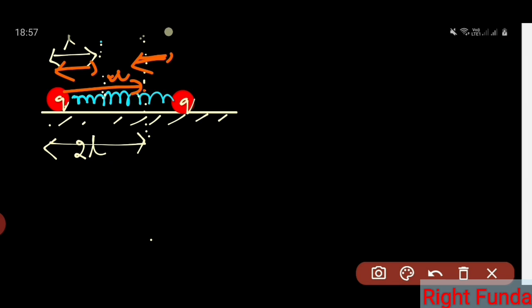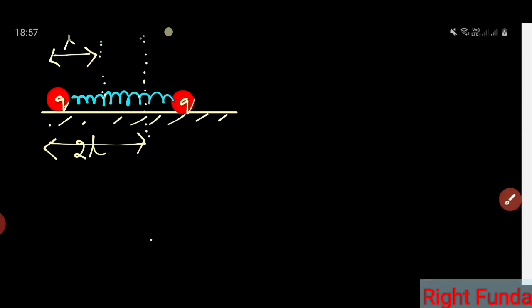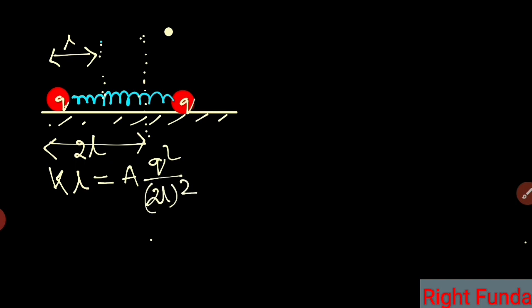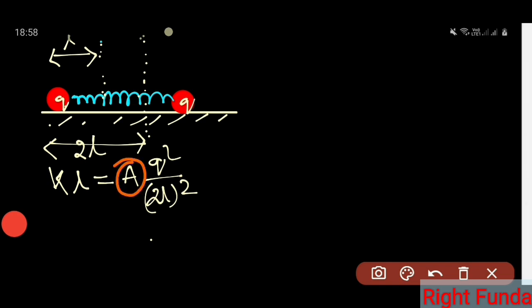So if I want to write the equation at the equilibrium position, the spring force must balance the electrostatic force. So kL is the spring force, and it equals A Q square by (2L) whole square, where A is nothing but 1 by 4 pi epsilon naught. I avoided writing K for the Coulomb constant because here K is the spring constant. To avoid confusion, I have written it like this.